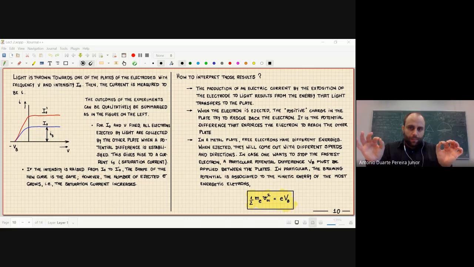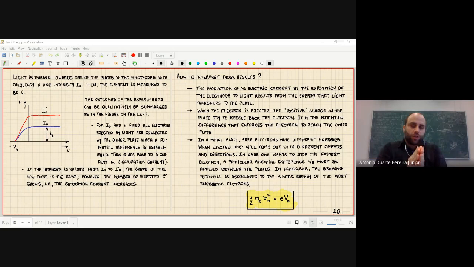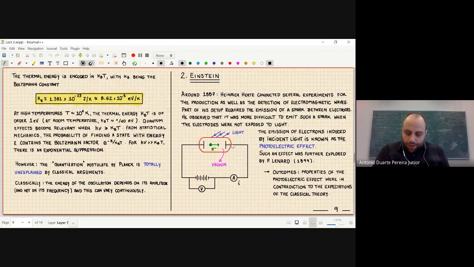Who creates this potential difference? Is this because of the battery? Because this is precisely the function of a battery. The battery establishes a potential difference between two points that are connected to it. If you see here in my drawing, this plate is connected to this side of the battery, and this plate is connected to this side of the battery. Therefore, this battery will establish a potential difference between this plate and this plate.